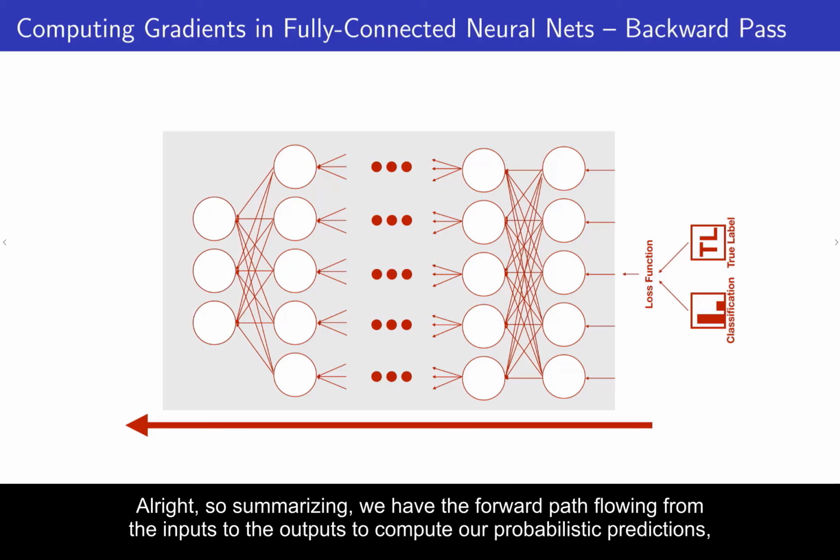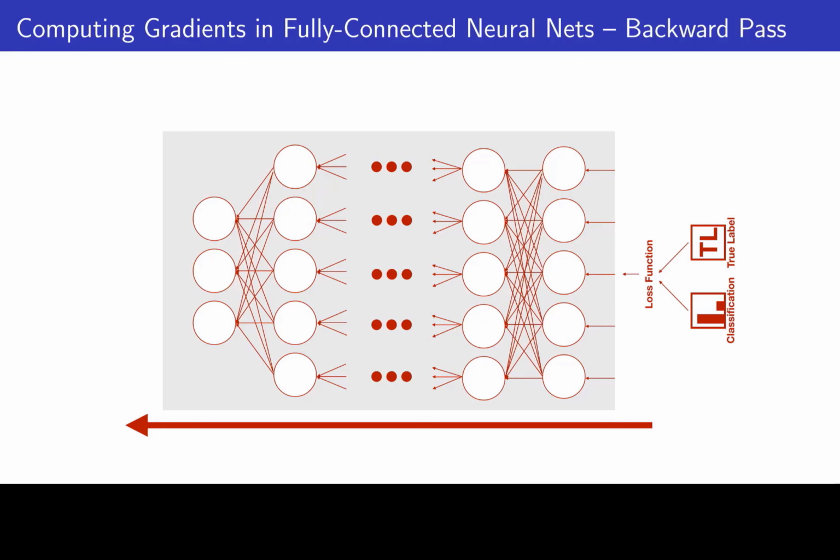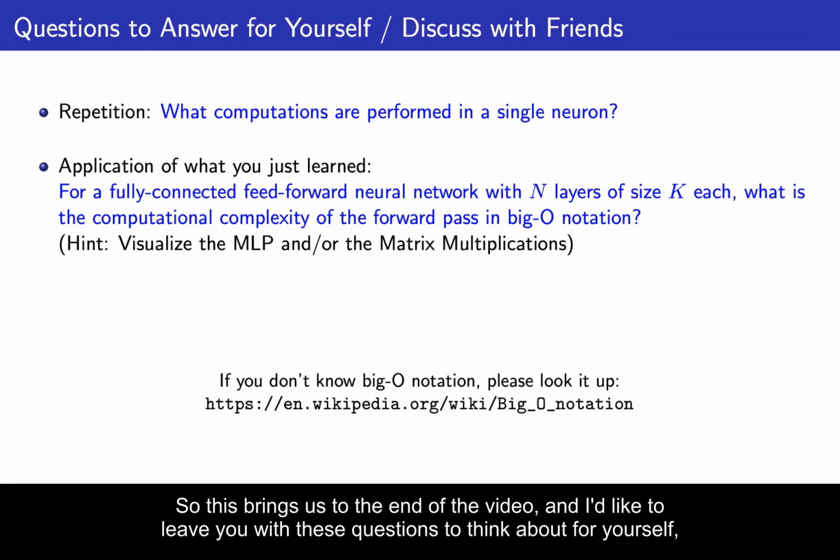All right, so summarizing, we have the forward pass flowing from the inputs to the outputs to compute our probabilistic predictions. And we have the backward pass flowing backwards to compute gradients of the loss function with respect to any of the weights. So this brings us to the end of the video, and I'd like to leave you with these questions to think about for yourself.